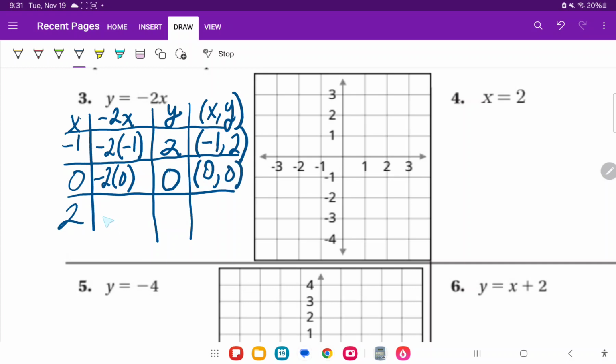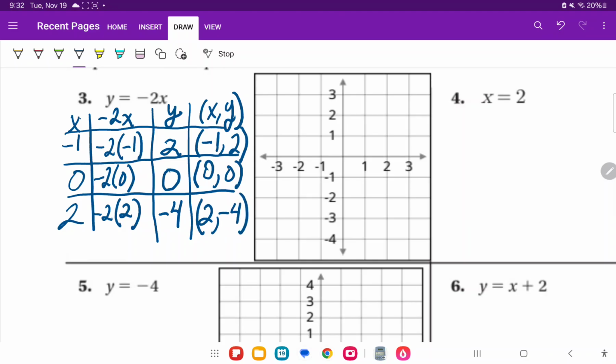So my third point, we got -2 times 2, right? Because we put 2 in place of x. So -2 times 2 is -4. So that's going to give me 2, comma, -4, like that.